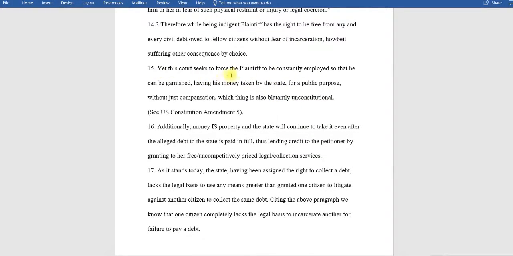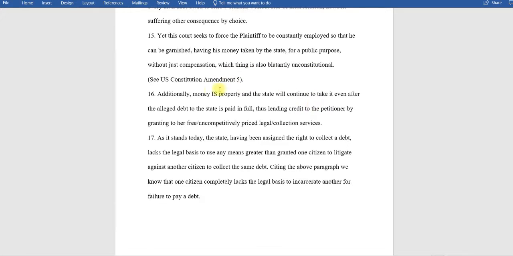Yet this court seeks to force the plaintiff to be constantly employed so that he can be garnished, having his money taken by the state for public purposes without compensation, which thing is also blatantly unconstitutional. See the Constitution Amendment 5. Okay? Additionally, money is property, and the state will continue to take it even after the alleged debt to the state is paid in full, thus lending credit to the petitioner by granting her free, uncompetitively priced legal collection services.